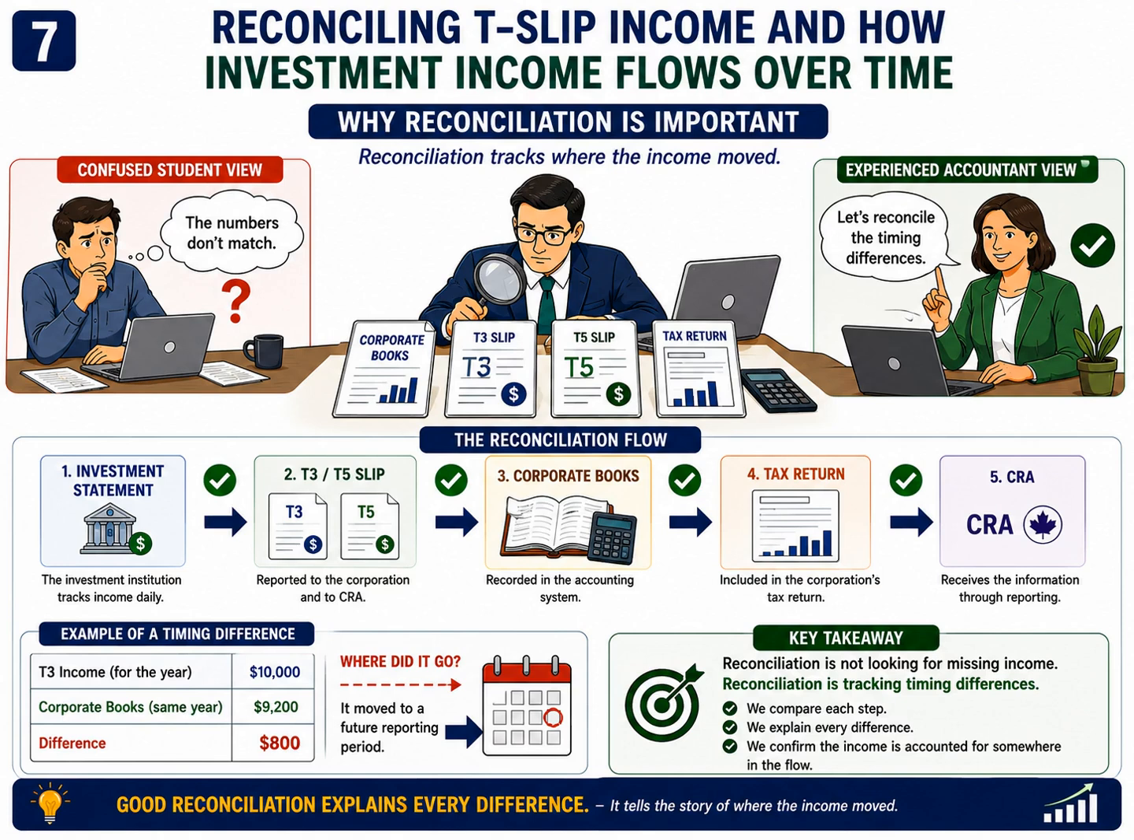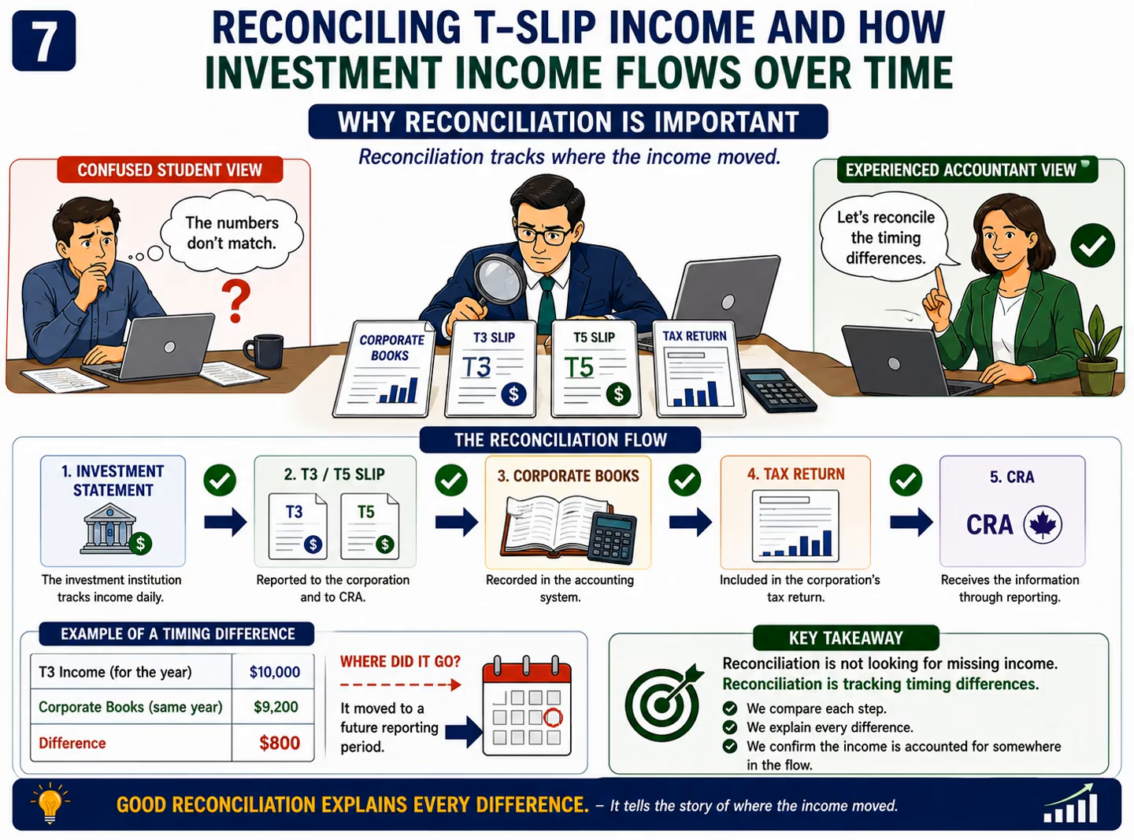Did it move to another reporting period? Will it appear in a future tax year? Was it already reported previously? In many cases, the answer is yes. The difference is often the result of timing rather than omission. This is why reconciliation is not really a search for missing income. It is a process of tracing income through the reporting system.